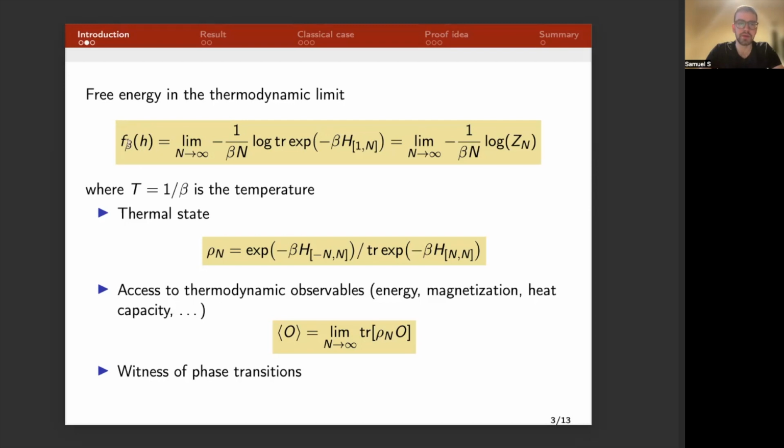Also, not as relevant in our work, but in general, the free energy sometimes has non-analyticities, and these are called phase transitions and are also physically interesting.